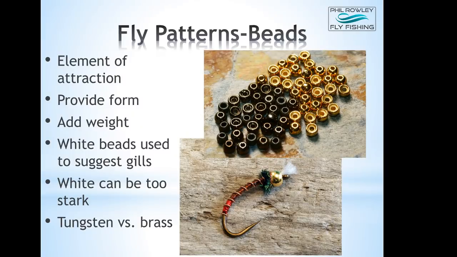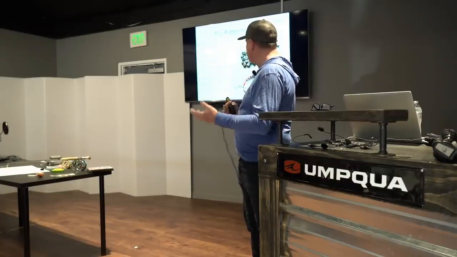And then beads came along, because one of the challenges was, how do you get these patterns to sink? Because if you weighted them, they became too fat and didn't look natural and were sometimes refused. So when beads came along, I was all over it. I just slide this on the hook and the fly sinks. Sold. How much of these? Buying 100. So they provide an element of attraction to the fly. They help provide some form to the fly as well, help suggest that thorax area. Of course, they add weight.